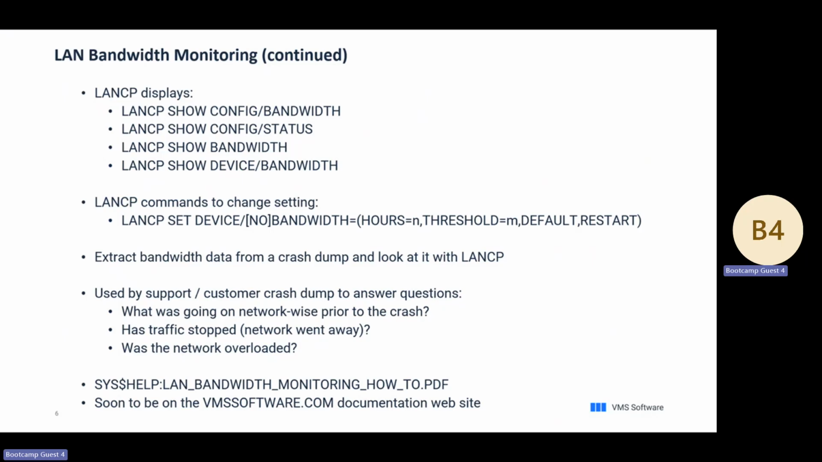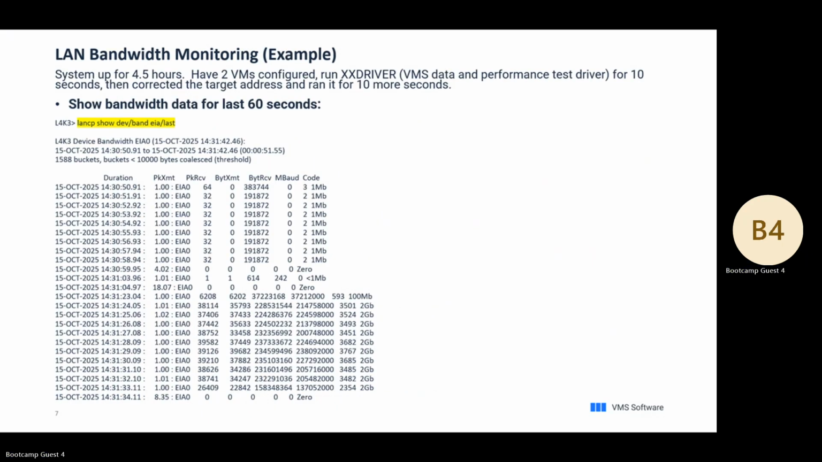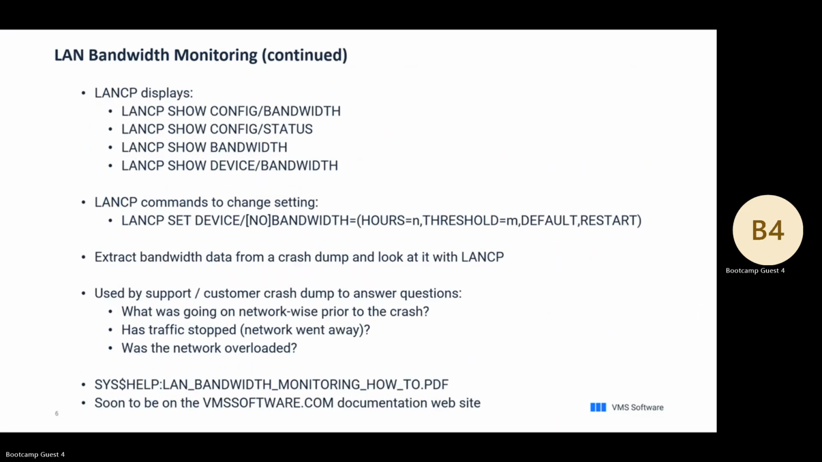So who would use this? Well, it's used by support in looking at customer crash dumps to answer these questions. What was going on network-wise before the crash? You know, if you have a cluster exit or something, you might wonder, well, did you just lose connectivity so you see no packets on the wire? Well, that would show it to you. Or if the network was really busy, congested, you would see that in the bandwidth data also.